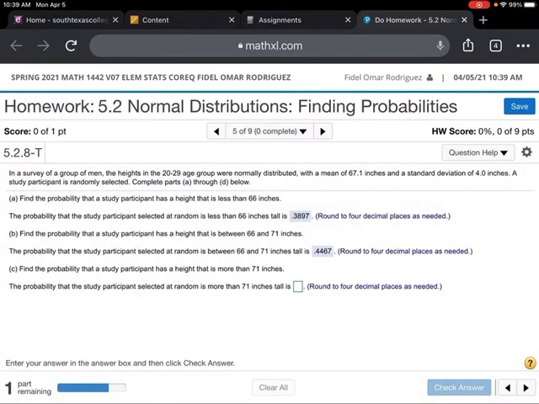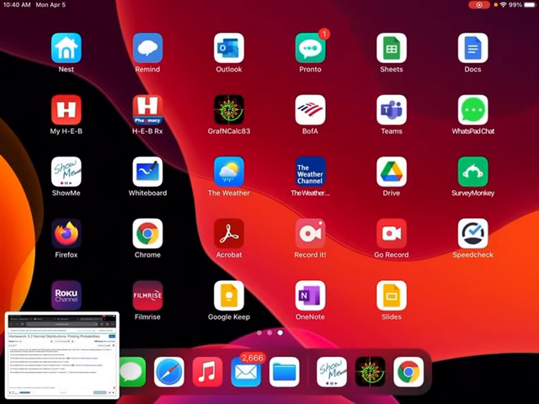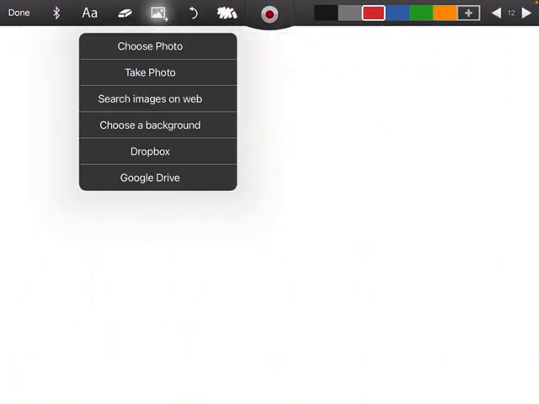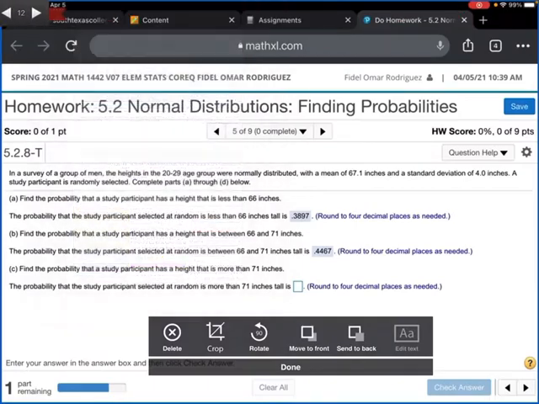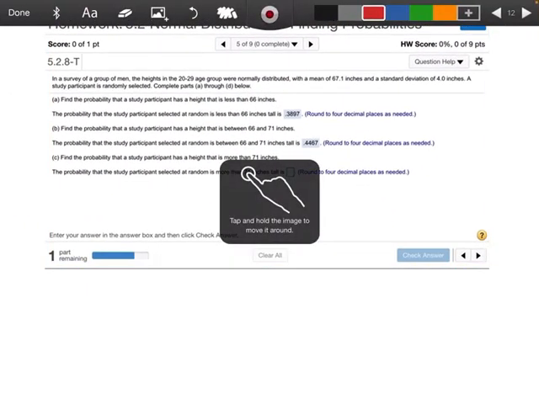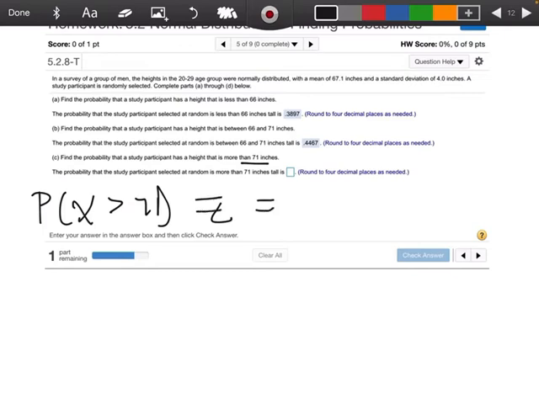And there is a part C. Part C, what happens if it's more than 71, okay? So let me come back here and let's upload that picture, and we'll make it a little smaller so we can have some room. Okay, so now part C says, what about if it's more than 71? So what's the probability that x is greater than 71? So again, the first thing we're going to do, we're going to convert that x value to a z-score.